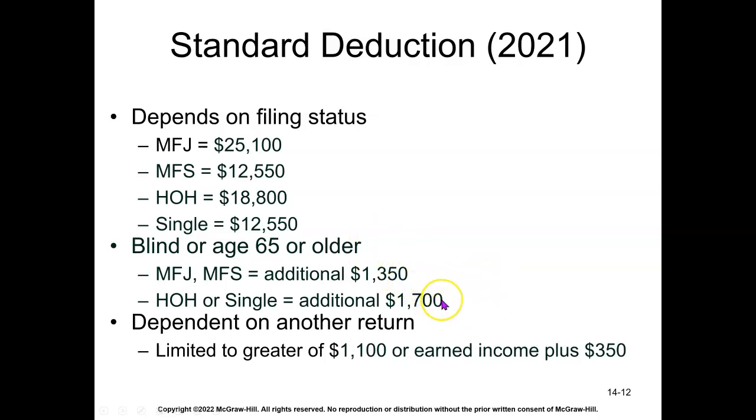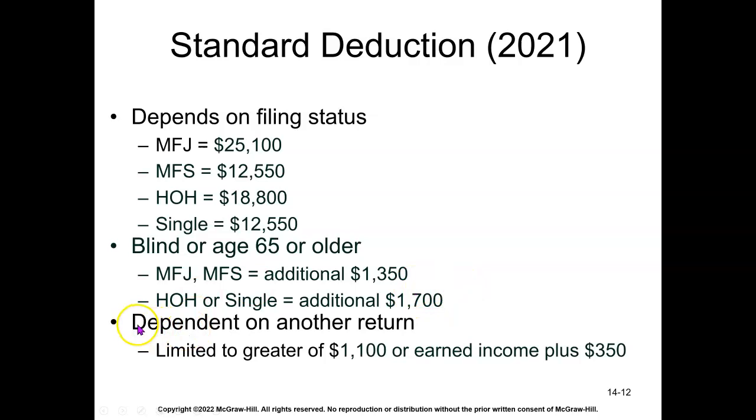I guess they think that if you're single or the only person in the head of household position, you should need a little bit more help, right? But in any scenario, I'd much rather not be blind than to get an additional amount of 1350 or 1700. So keep everything in perspective.